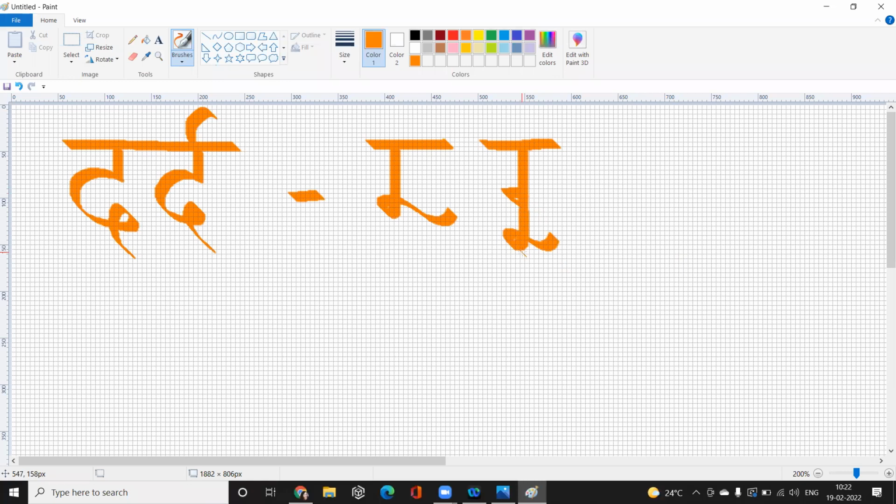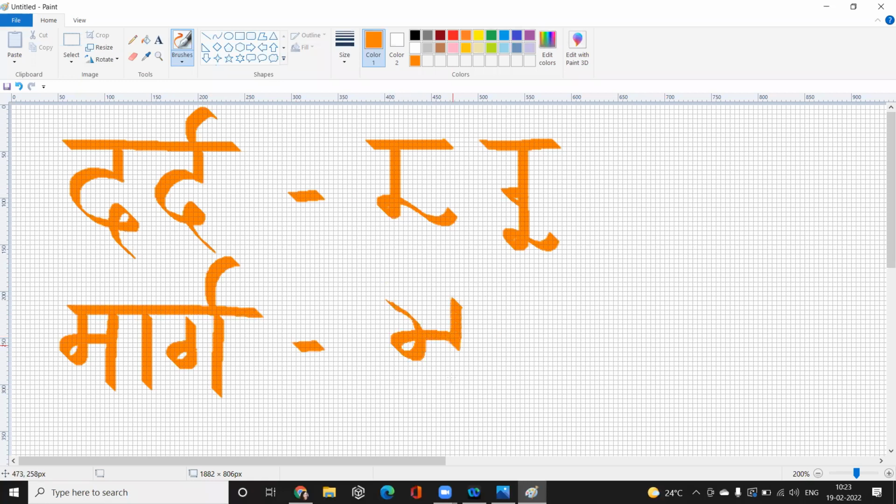Now in case we had a category B letter, for example, if we had the word mark, this is how we will write it. Ma.